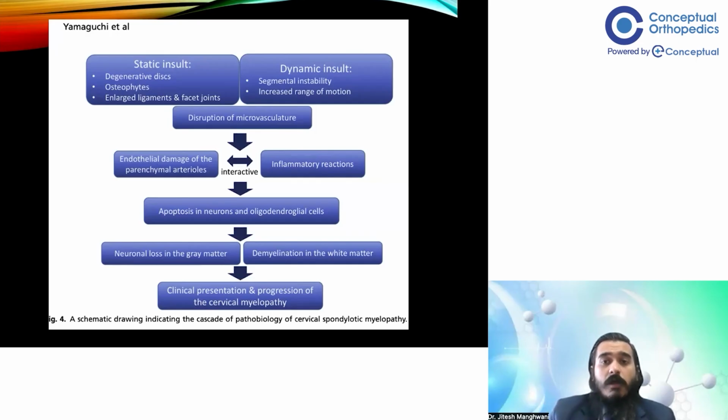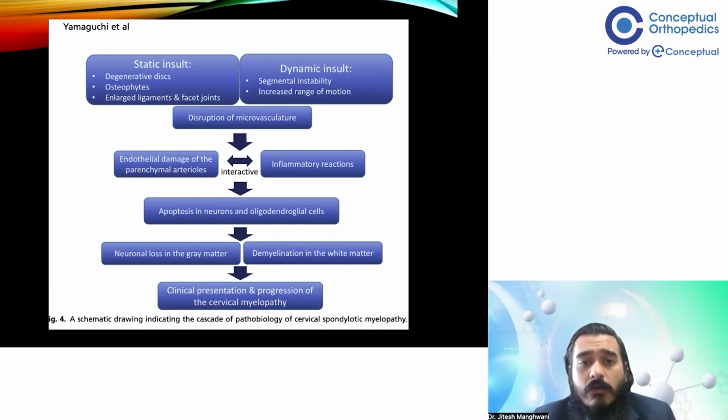However, if there is some instability in the spine, or if the range of motion of the spine is increased, that comes under the category of dynamic insult. Whenever there is a static and a dynamic insult, the microvasculature would be disrupted. Once the microvasculature is disrupted, there would be endothelial damage of the arterioles, and there would be inflammatory reactions as well. These two are interactive.